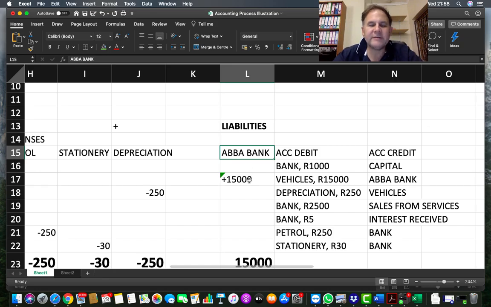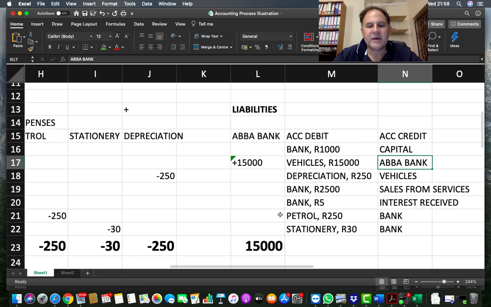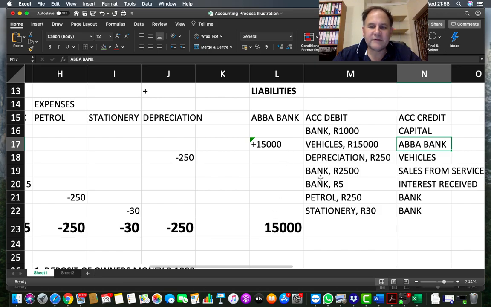So is the liability increasing or decreasing? It's increasing. Is my vehicle account increasing or decreasing? It's increasing. If an asset is increasing, I must debit it. And if a liability is increasing, I must credit it. After this section now, we'll actually go and have a look at the general ledger.